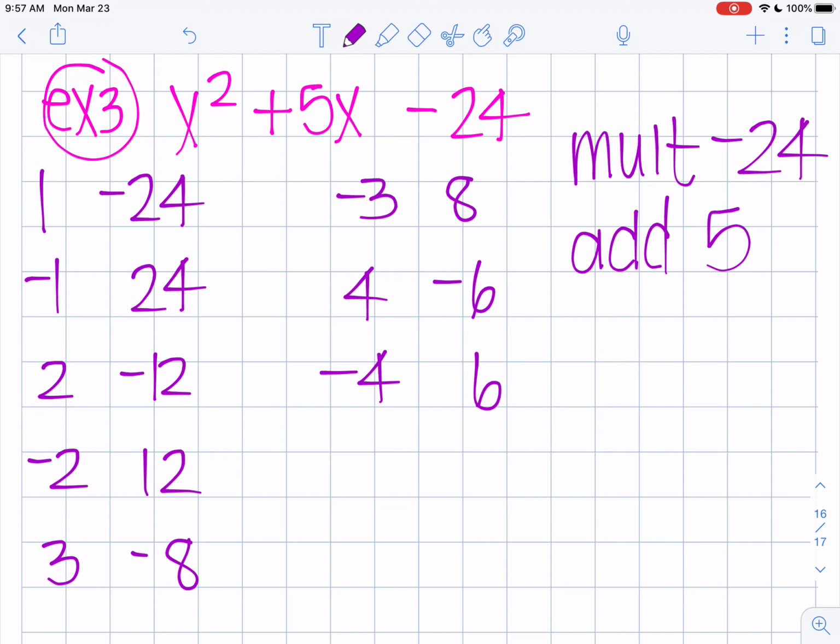That's lots of factors to get 24. Which one of these do the factors add up to positive 5? I'm going to give you a second to go through all of them.